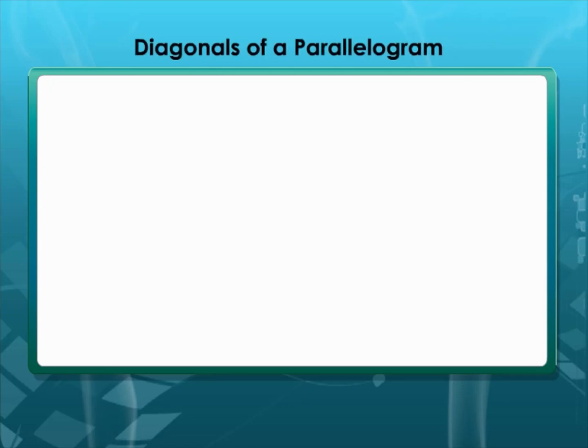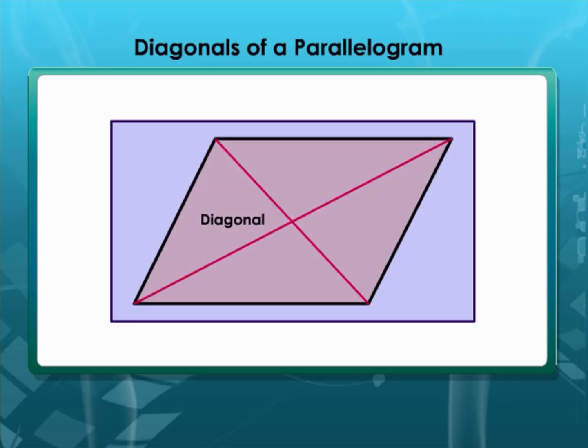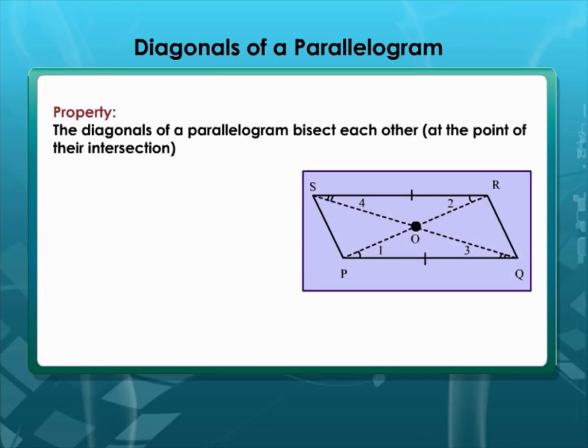Diagonals of a parallelogram. In general, a diagonal is a line segment joining two non-consecutive vertices of a polygon. We know that any sloping line is called diagonal. The diagonals of a parallelogram are not of equal length. Now let us see the property. The diagonals of a parallelogram bisect each other at the point of their intersection. This property is very easy to understand.